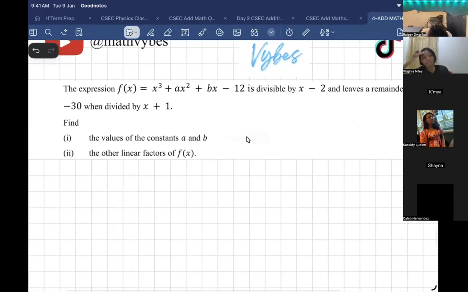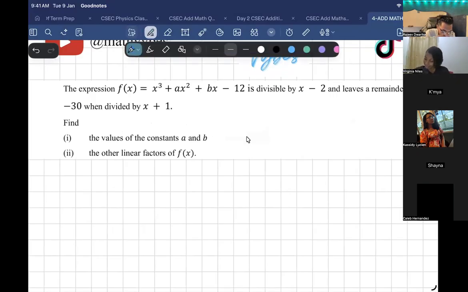Shayna, get that question. The expression f of x equals x cubed plus ax squared plus bx minus 12 is divisible by x minus 2 and leaves a remainder minus a when divided by x plus 1. Find the values of the constants a and b and the other linear factors of f of x.